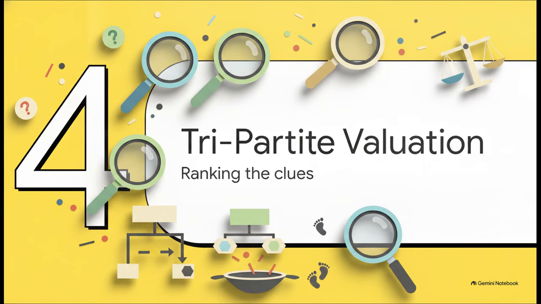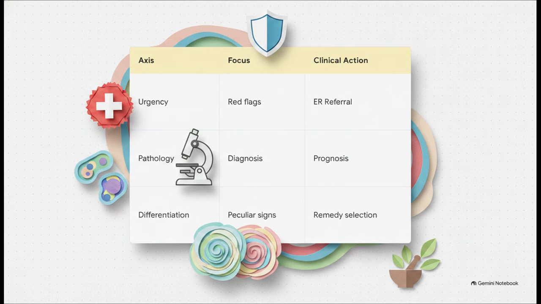Ranking the clues. What's really interesting about this model is that when you're filtering all this case data, you very quickly realize that not all symptoms carry equal weight. This valuation model beautifully shatters the myth that homeopaths just ignore modern medicine. We actually rigorously rank data across 3 different axes. Axis 1 is clinical urgency. This is where we identify those red flags that scream immediate emergency management.